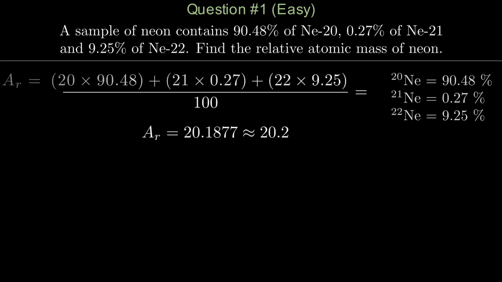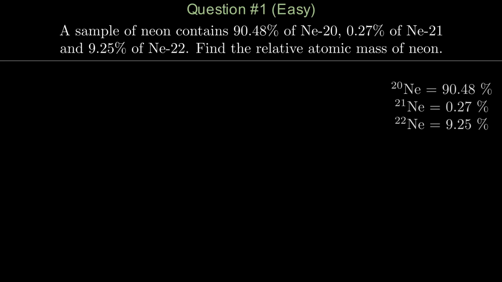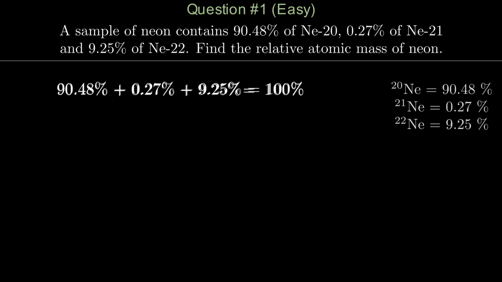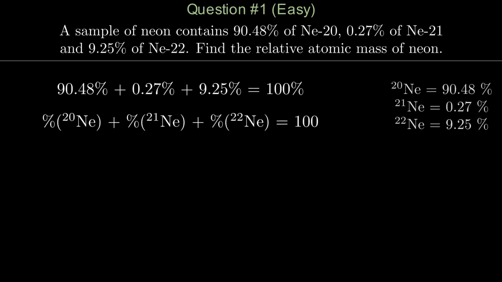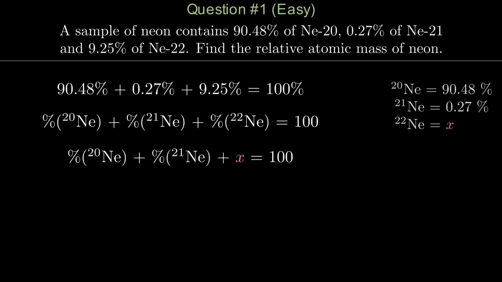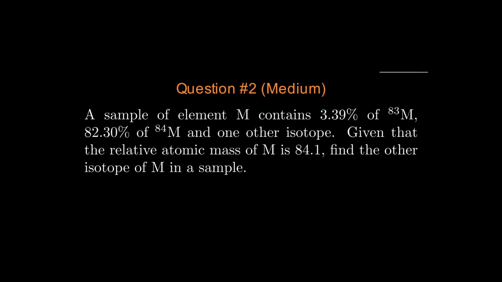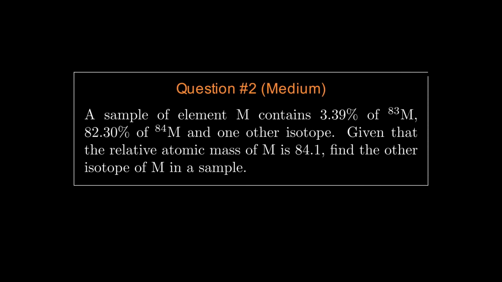So let's do a harder example. But first, have you noticed how all abundances add up to 100? This is a fact that you need to remember. The total abundance of all the stable isotopes of the element is always 100%. And in the next few questions, we'll have to use this fact in order to calculate the unknown abundance, or form another equation.